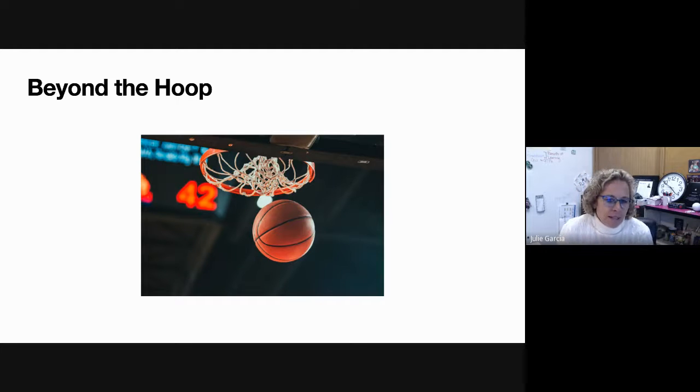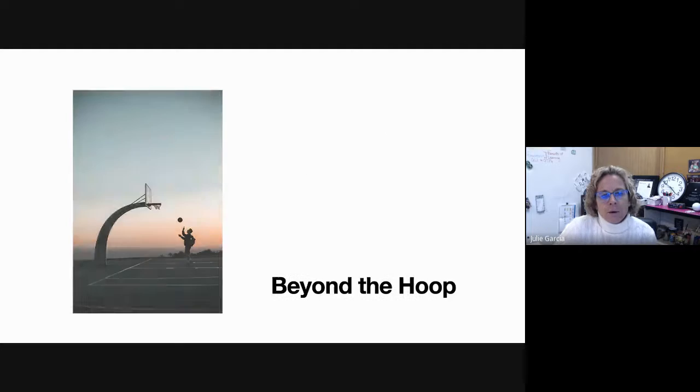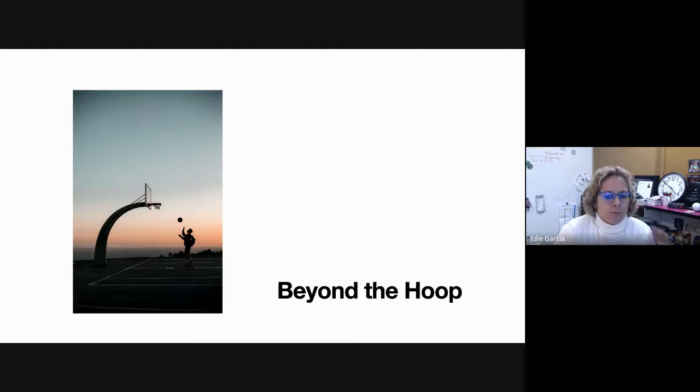So our summative assessments are when we're just looking at that basketball hoop. Did it go in or did it go out? It's kind of a yes or no piece, and it's at the end. It's after the basketball's already been tossed. But what we like to do is look at the entire process.